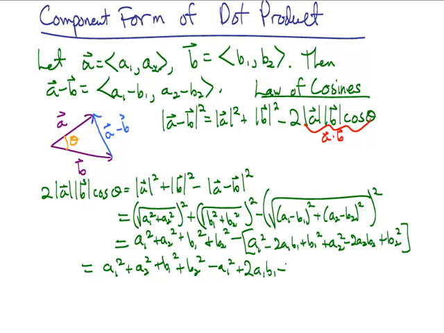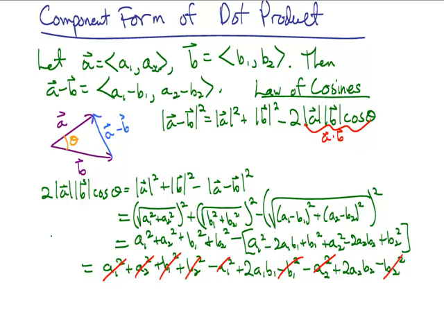2A1B1 minus B1 squared minus A2 squared. Minus and minus makes that a plus 2A2B2 and then minus B2 squared. Oh, some nice things happen here, don't you think? Positive and negative A1 squared, a positive and negative A2 squared, positive and negative B1 squared. Hey, look at all that's left here.